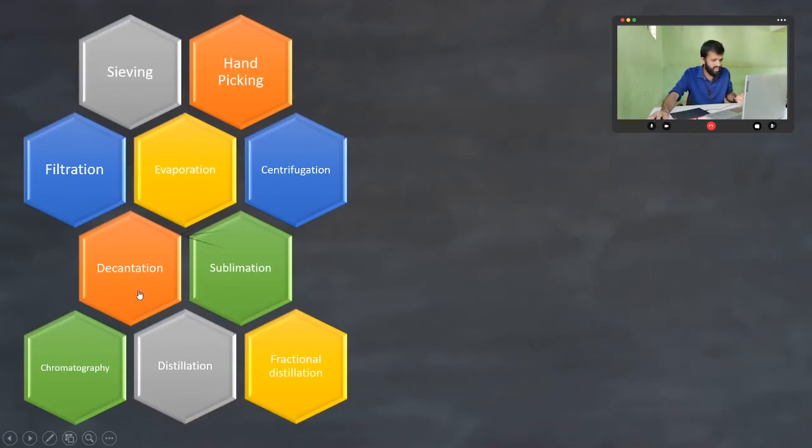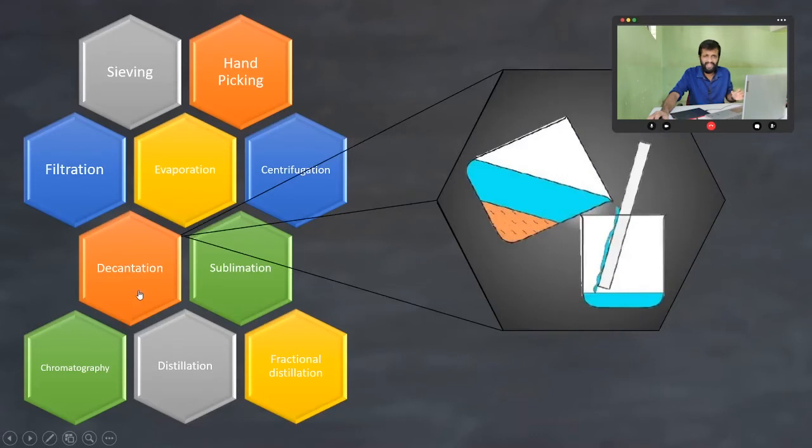And next is decantation, a simple method, especially used when the particles do not dissolve in the solvent. So just put them there and use a stick, kind of a glass rod or something, and then pour it. Maybe when you are trying to separate tea leaves from tea, right? Whatever can be mixed will get mixed, and finally those tea leaves will remain inside. You can use this kind of method because those particles, the tea leaves, will settle down and then you can separate it.